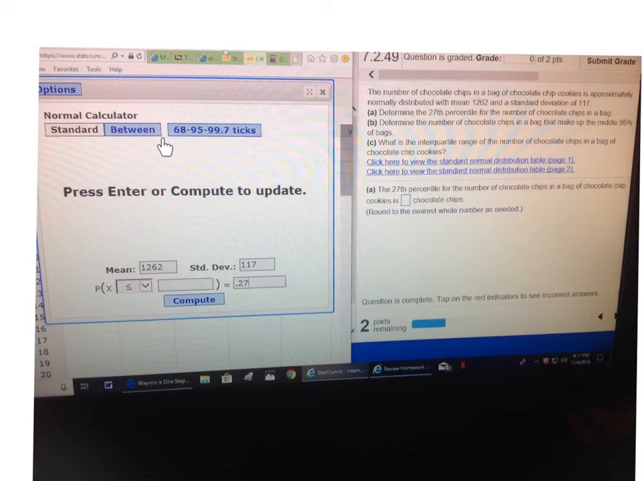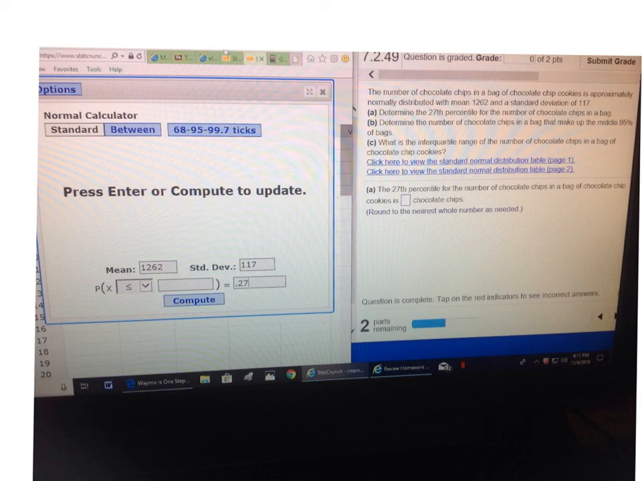And you have additional videos that go into detail. But the mean is 1,262, the standard deviation is 117, and you want the 27th percentile, which means you want to know which score, how many chocolate chips, will have 27% or below. So you need the less than or equal to. You click on compute, and you'll get an answer, and you just enter the nearest whole number in this box.